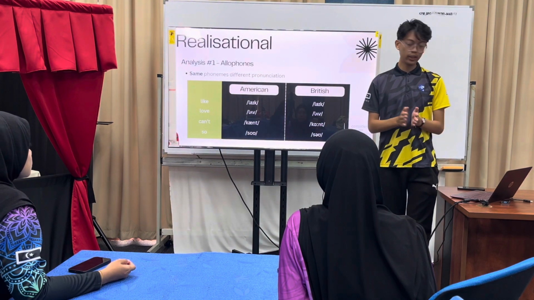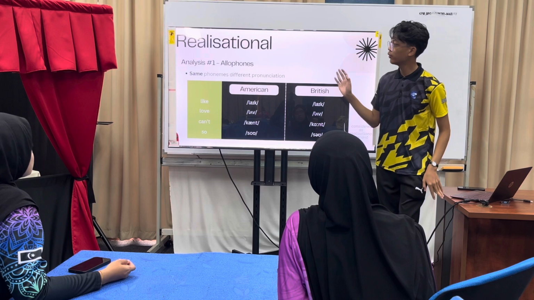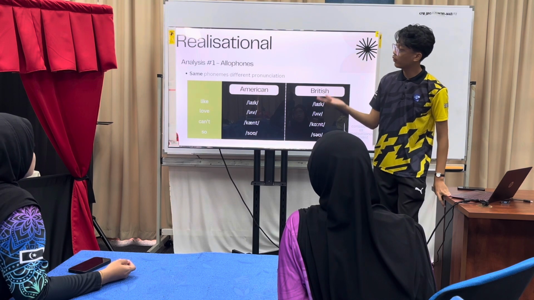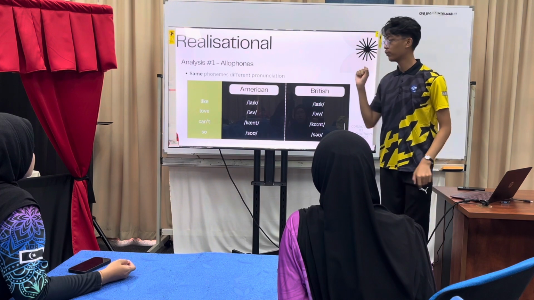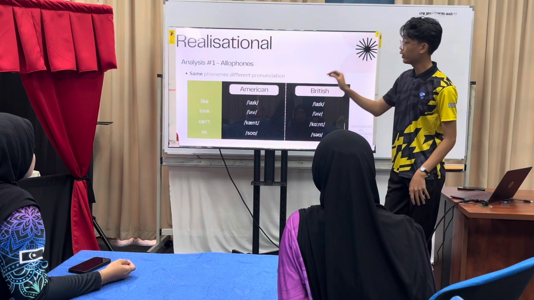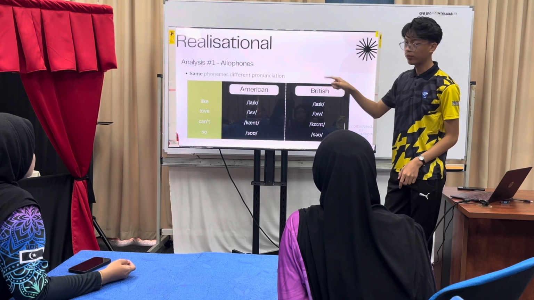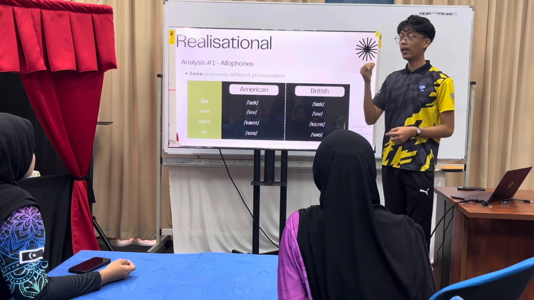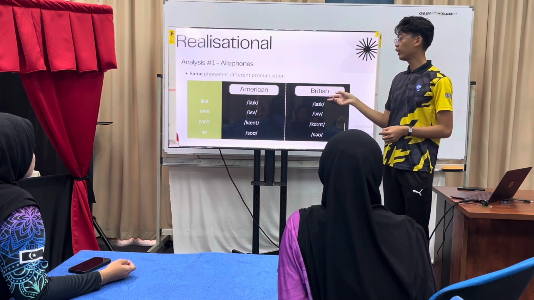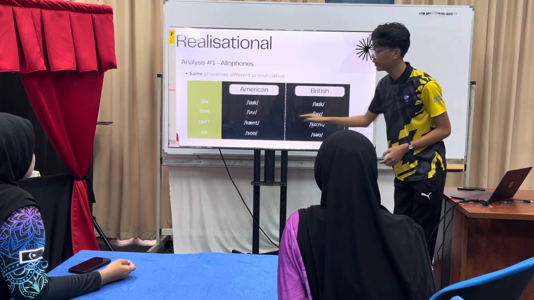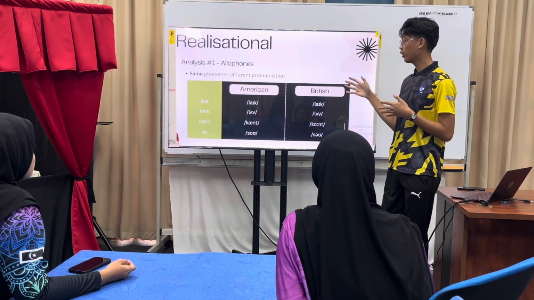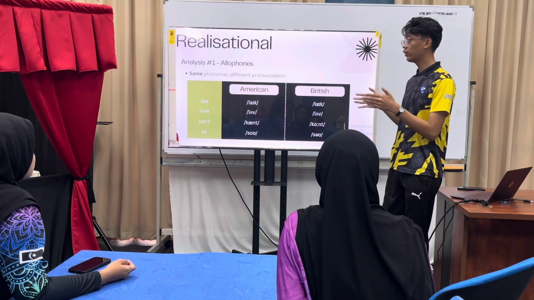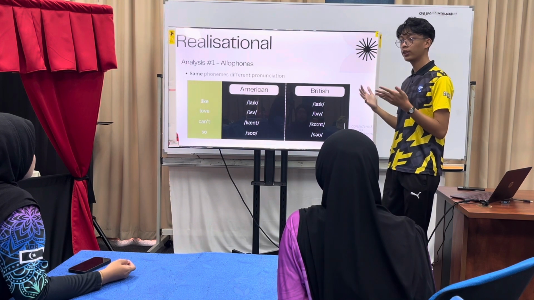So let's take a look at the first analysis in the realizational, which is the allophones. Same phonemes, different pronunciation. Let's take a look at the first two examples first. In the American accent, the words like and love. Like in American they say "like," while in British, as you can see here, they have the same transcription. However, because of the allophones, these two accents pronounce the word differently.